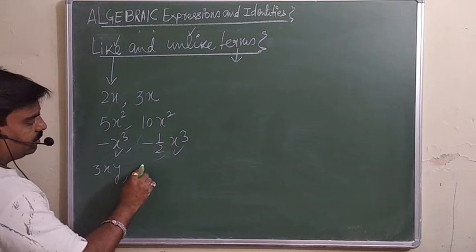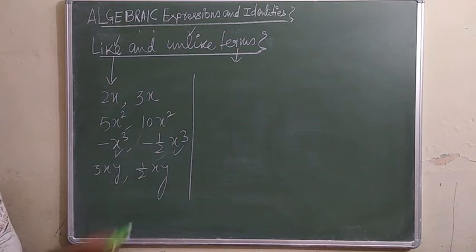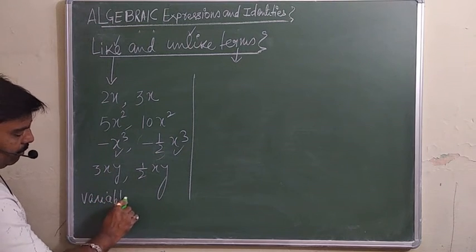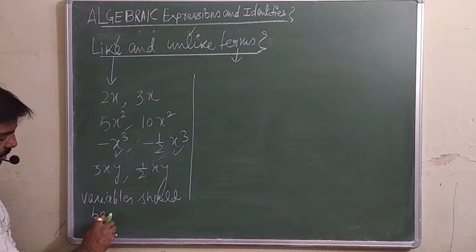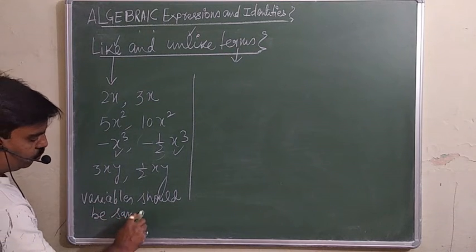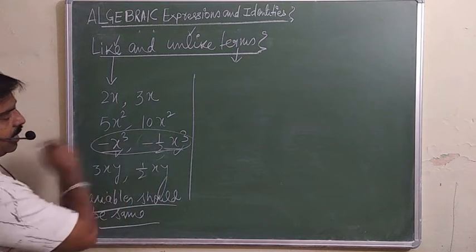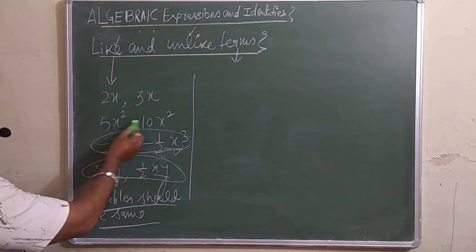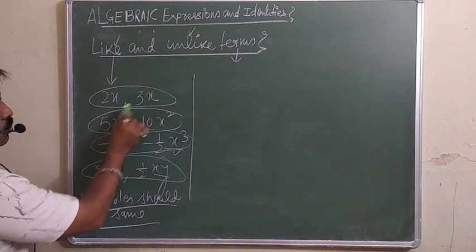Means the variable should be the same. 3xy and 1 over 2 xy. These all are like. Variables should be same. We are worried about the variables. If here is x cube, here should be the x cube. Then you can say they are like. xy here, xy there, they are like. x square, they are like. To become like, the variable should be the same.